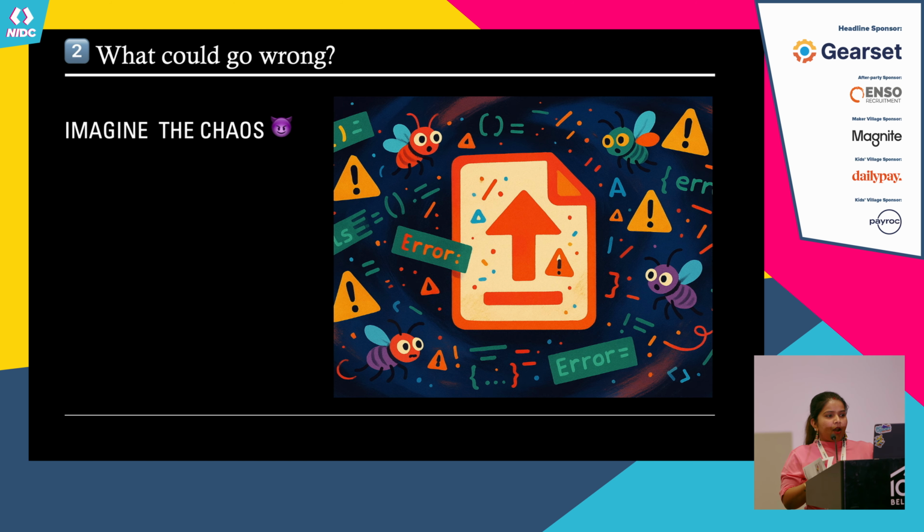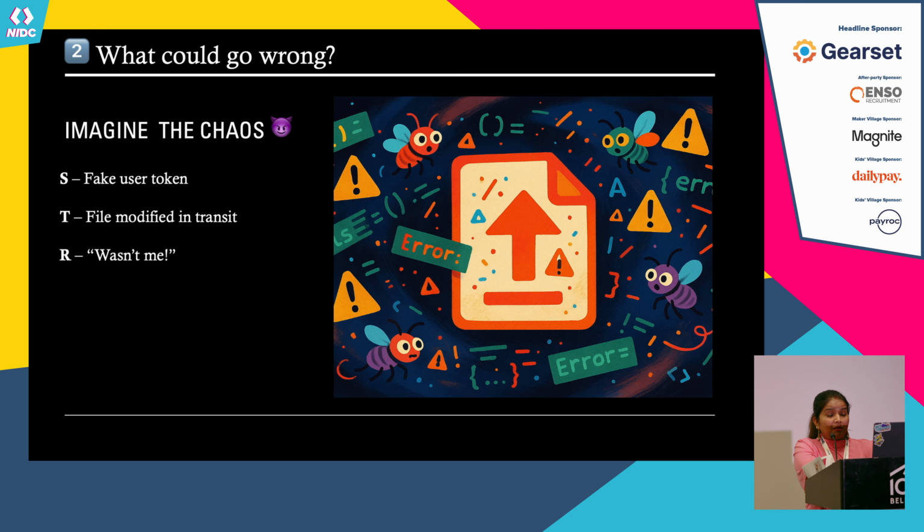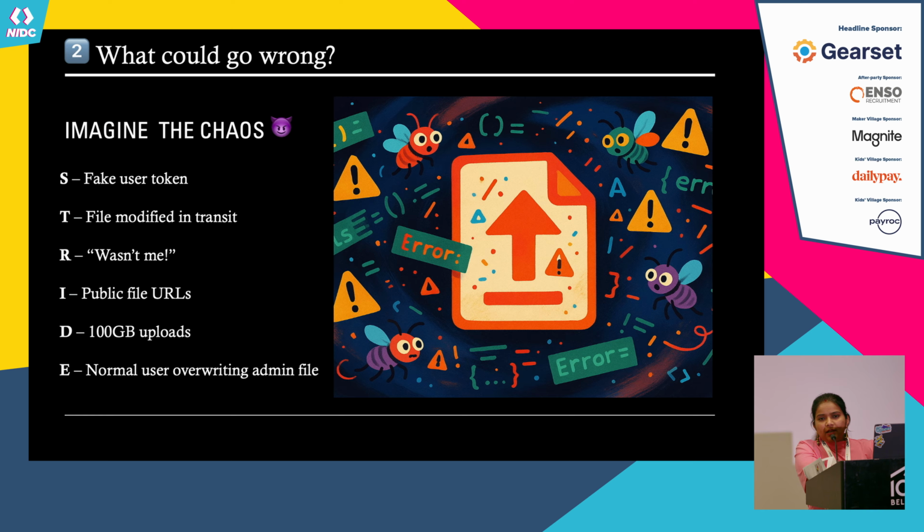Okay. Now we'll use Stride as a guide to think about everything that can go wrong. A fake user token can be used. The file can be modified in transit. Somebody can do it and say, I did not do it. There could be a public file URL leaked. There can be hundreds of data just being uploaded, resulting in DOS, denial of service. Or there can be a normal user overwriting the admin file.